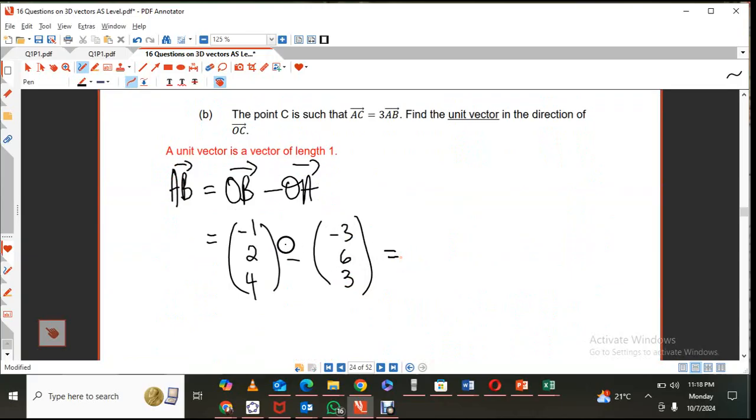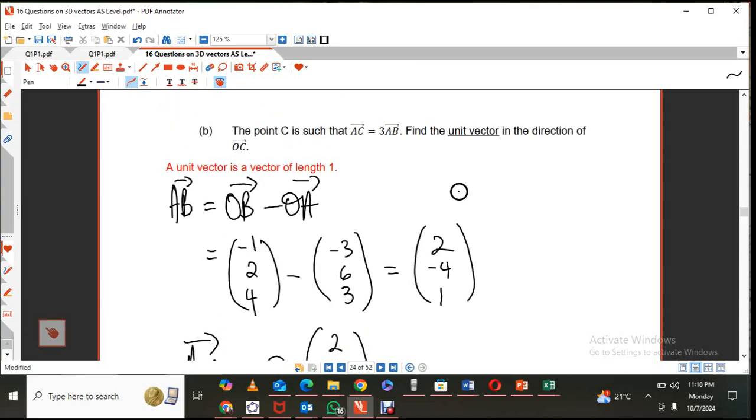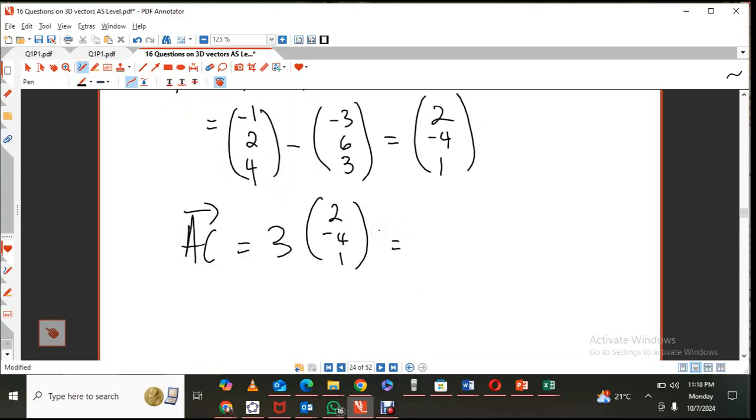And of course, if you were to do that, negative, this is going to be plus here. 3 minus 1 is 2. 2 minus 6 is negative 4. 4 minus 3 is 1. So this gives me AB. So what did they say? They say that AC is 3 times AB. So multiplying each one of those components by this scalar, it's going to be 6, negative 12, and 3.